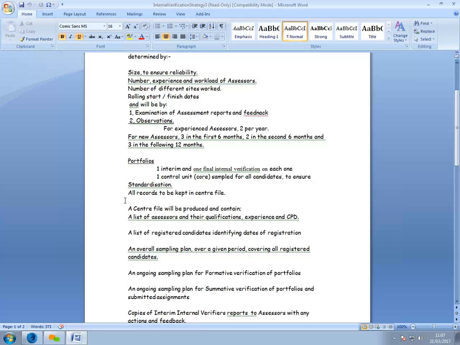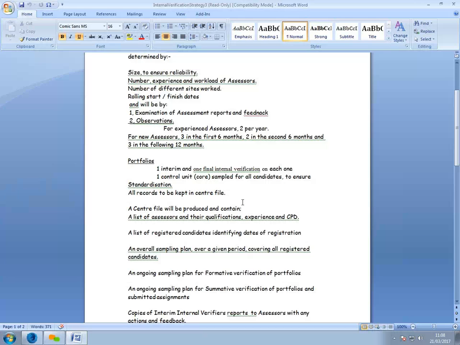The next bit is coming to the important part. All records must be kept in a centre file. In other words, the centre must have an IQA file, and all the records and documentation that's completed must end up in that file. It must be kept at least electronically, but I would certainly recommend paper-based records as well. There aren't that many of them, so you can do that quite easily.